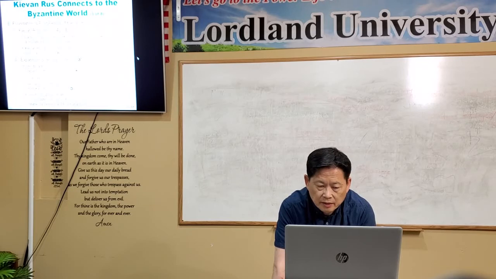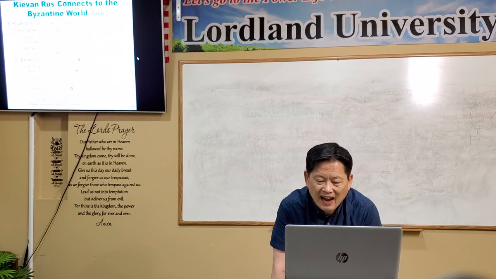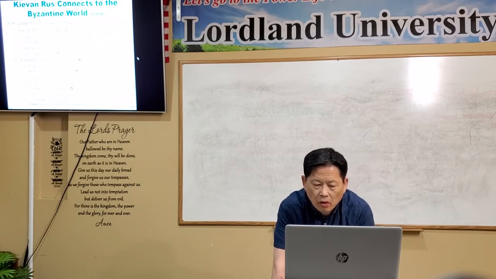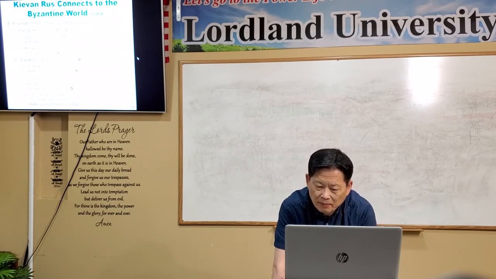Number 3, Kievan Rus from 862 to 1242. Eastern Slavs organized Kievan Rus, including Ukraine, Belarus, and dominate its successor states.